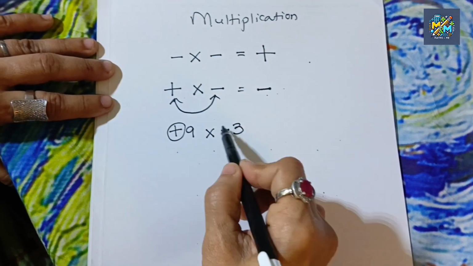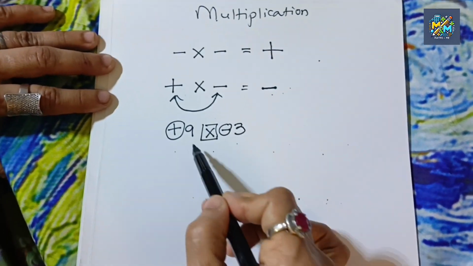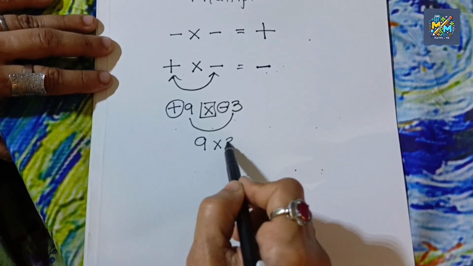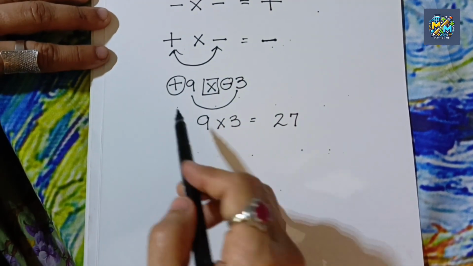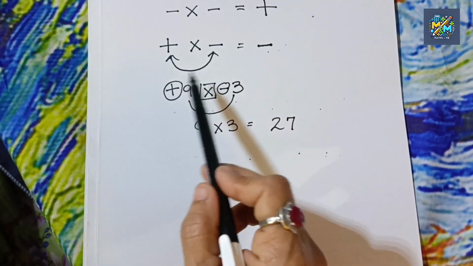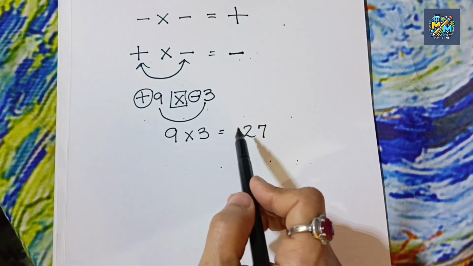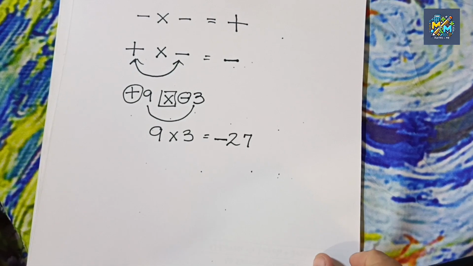So just forget about the signs. Keep an eye on the multiplication sign and on the numbers. So 9 times 3 will be 27, right? So now after doing this step, I'm going to have a glimpse on the signs. So minus or plus multiplied by minus, the answer will always be in a negative sign.